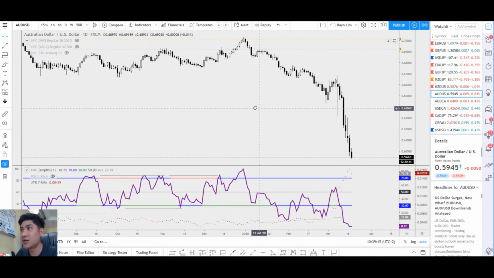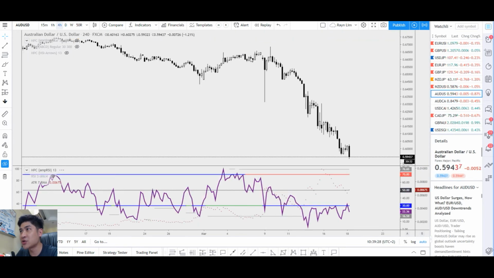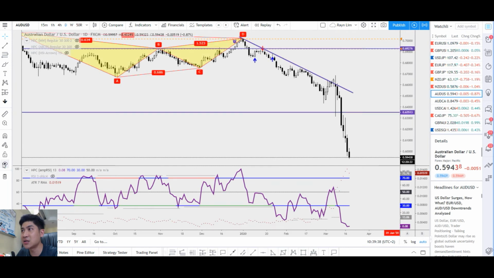Australian dollar, very bearish movement, straight dive again, very sharp angle. So you really have to wait for it to break this kind of sharp angle before you are thinking of any counter trend trading move. Down to the 4-hour chart, very bearish movement, no signs of reversal yet. To the 1 hour, this is what we have. Back to the daily chart, let me share with you my analysis.